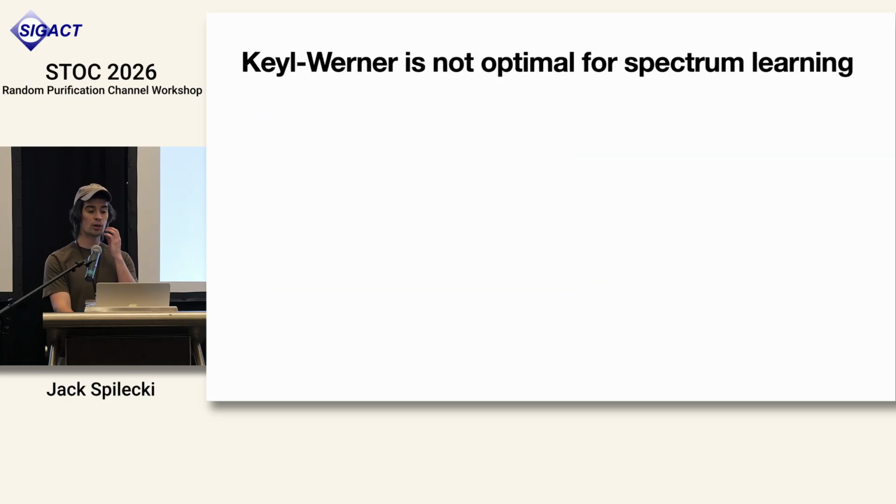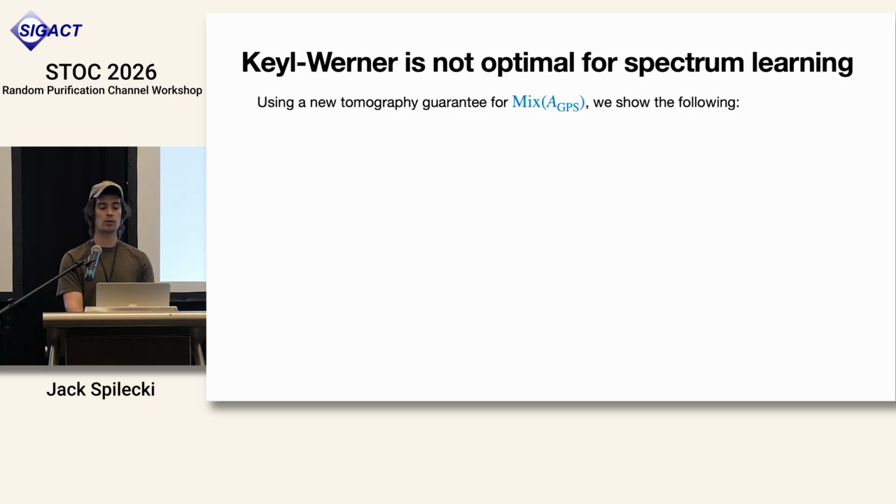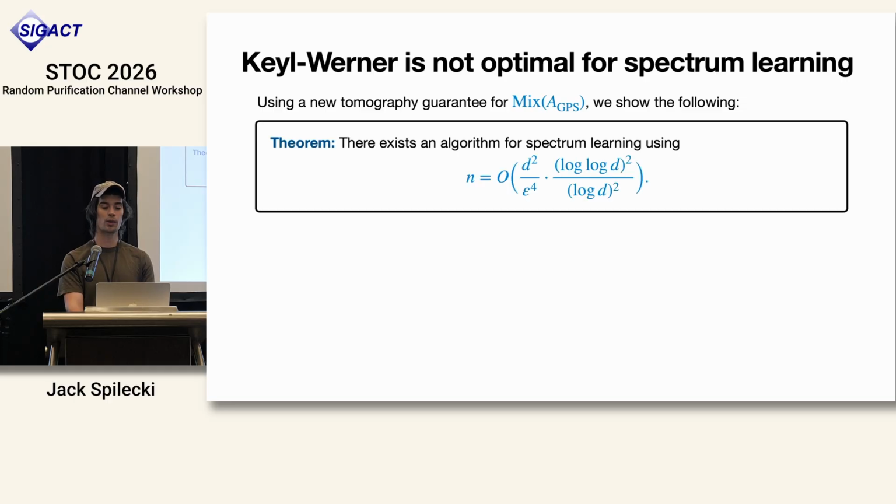And so what we show in our upcoming work is that this is also true for entangled quantum state tomography and spectrum learning with entangled measurements. And we give the first improvement over the Kyle-Werner algorithm for some parameters. What we show is that with a new guarantee on tomography that holds for this mix of GPS algorithm, we're able to show that there exists an algorithm for spectrum learning using this sample complexity, d squared over epsilon to the 4 times log d squared divided by log d squared.